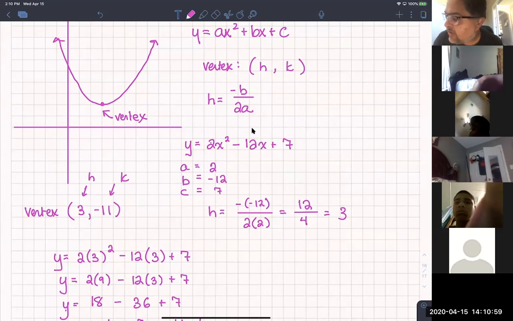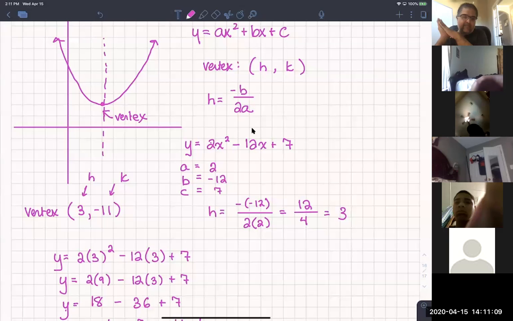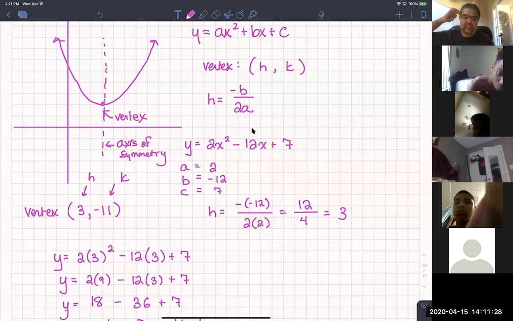Now, another characteristic of a parabola. The parabola is symmetrical. That means half of it can be folded on top of the other half. And the line that it is symmetrical on, the line that you can fold half of the parabola on so that it lands on the other half, is known as the axis of symmetry.